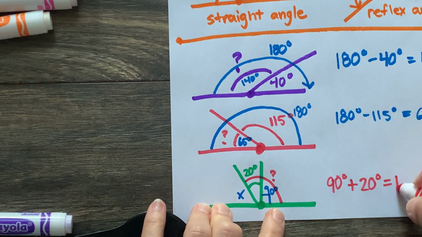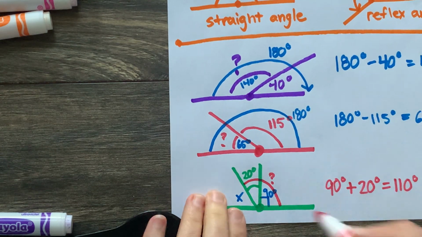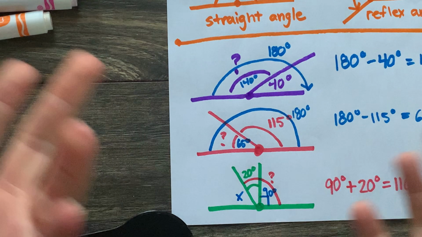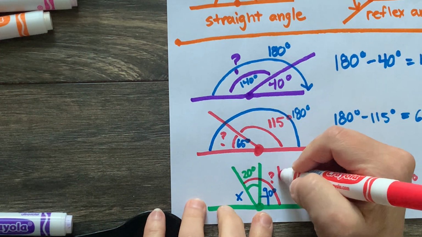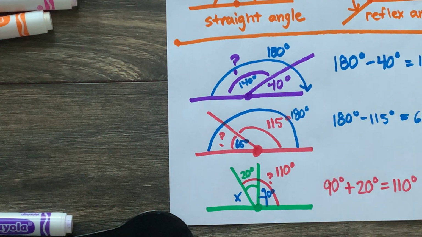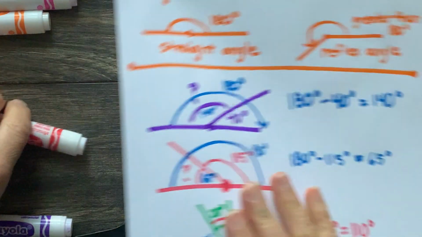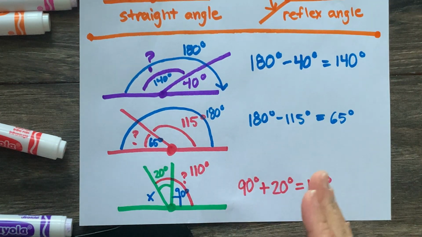I'm going to end up with 110 degrees. And if I look at my right angle here, 110 degrees is obtuse. It's clearly more. And so I know that my red angle here is 110 degrees. So here's a couple examples of ways that you can find different angles, okay?